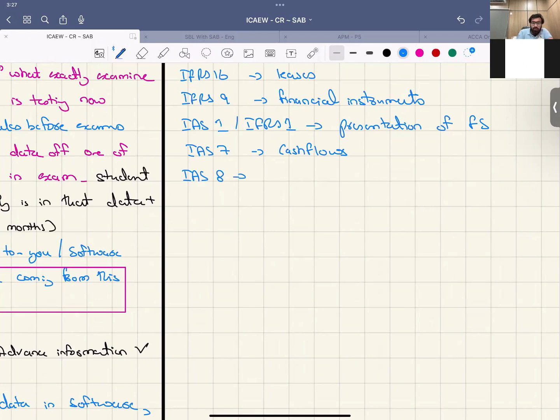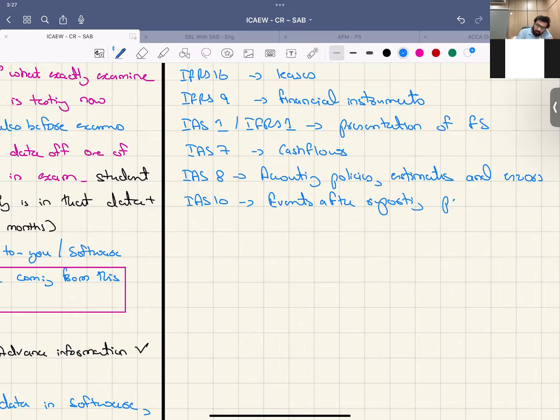It's prior period errors, right? Or accounting policies, estimates, and errors. Okay. Then we have IAS 10. So again, a great list. Events after a reporting period. Now, these are the IFRS that we have to cover, right? We have to do it.